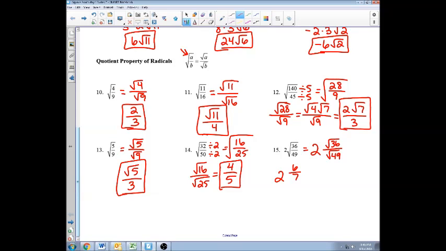Now, I have 2 times a fraction. In order to multiply a whole number by a fraction, what I can do is put that into a fraction of its own, which is 2 over 1. To multiply fractions, I multiply straight across. That would give me 12 over 7. And I am finished.